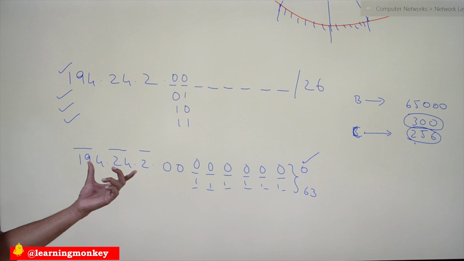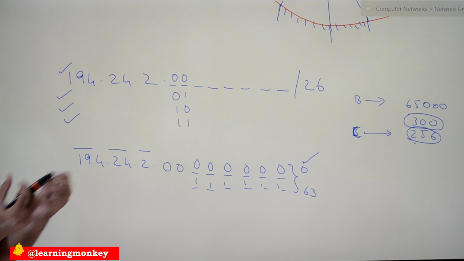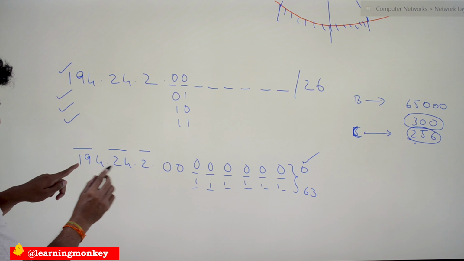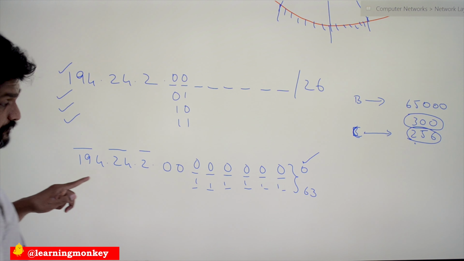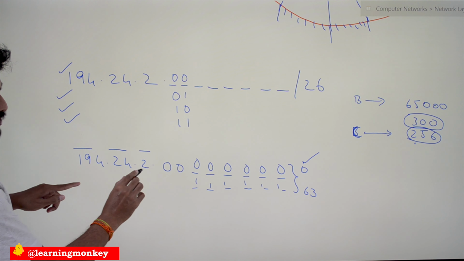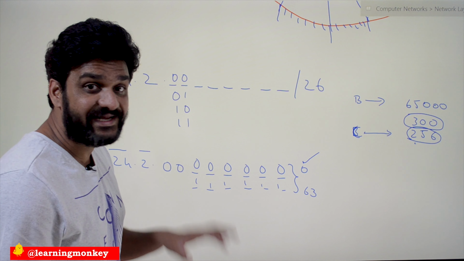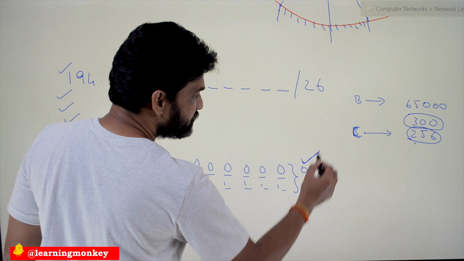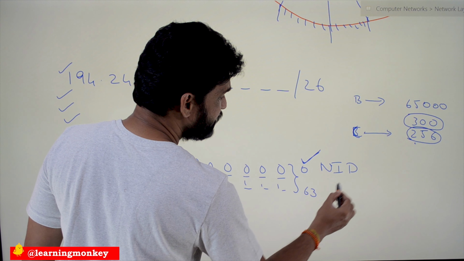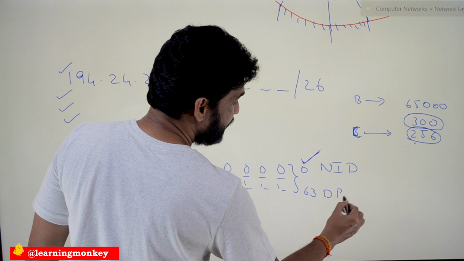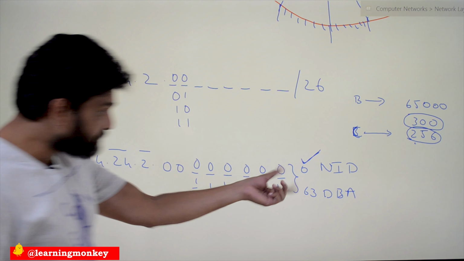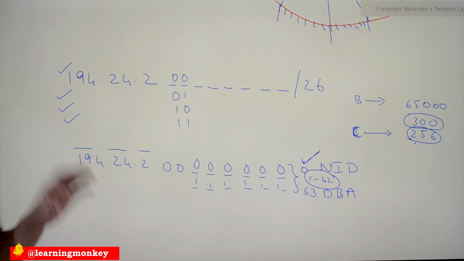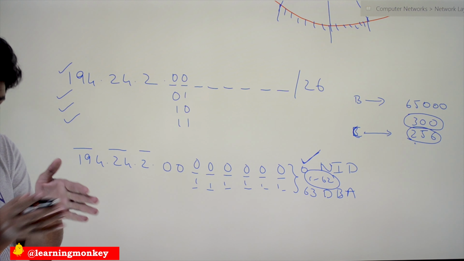If this is the piece of cake that we are going to get, the network range, the IP addresses that are possible, is 194.24.2.0 to 194.24.2.63. And in the same way that we have discussed in the classful addressing, the first IP address is going to be the network ID, and the last is going to be the directed broadcast address, and in between, 1 to 62 are the host IP addresses. This is one piece of cake.